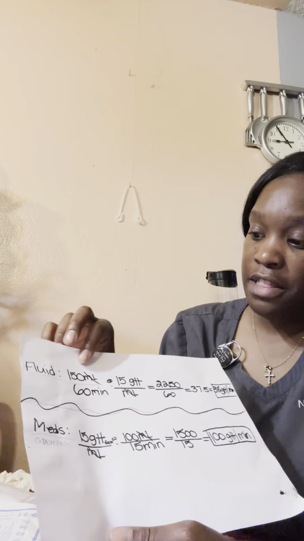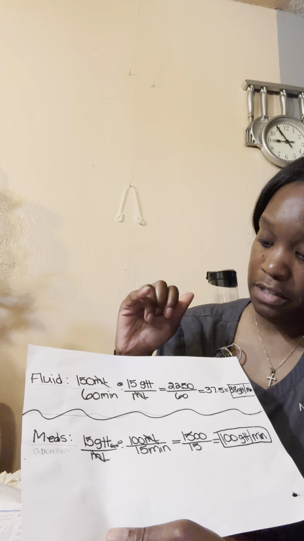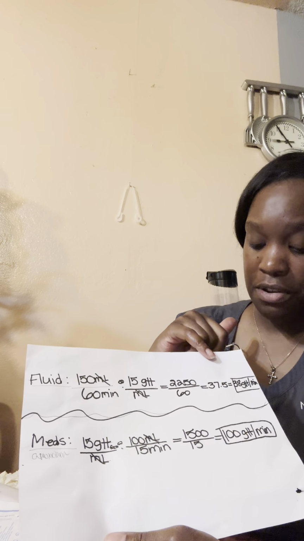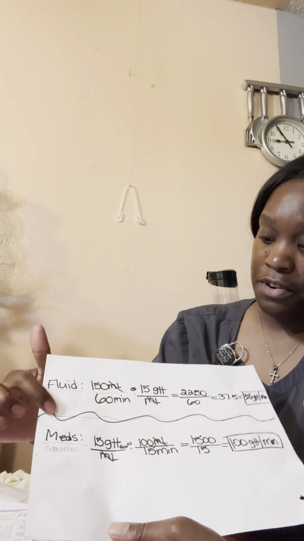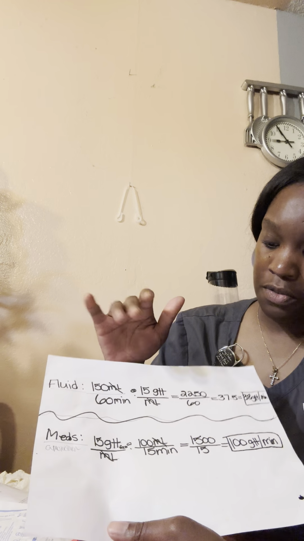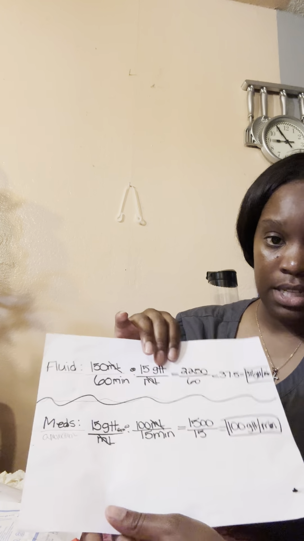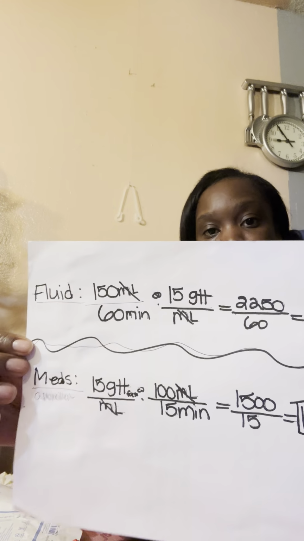So the conversions for that, the fluid is 150 milliliters over 60 minutes. That'll be times 15 drops over ml, and that comes to 37.5. You're going to round that to 38 drops per minute. And then for the medication, we have 15 drops over ml times 100 milliliters over 15 minutes, and that comes to 100 drops per minute. I don't know if you can see it.